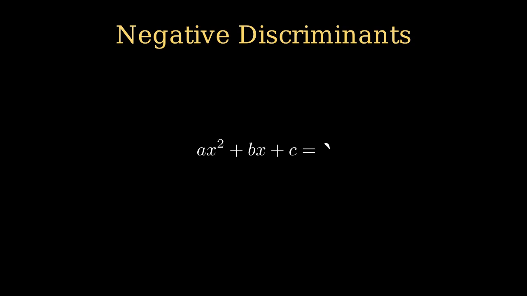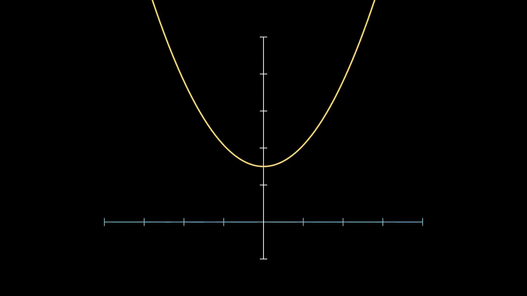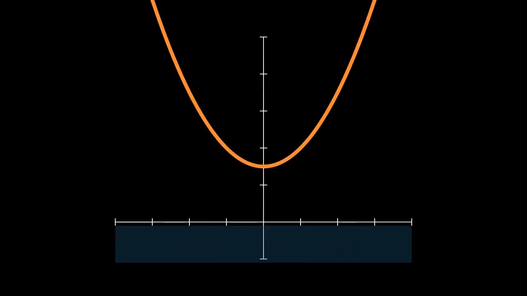Today, we explore quadratic equations with negative discriminants. Recall that the discriminant is b squared minus 4ac. Here, the value is less than 0. Graphically, a negative discriminant means the parabola never touches the x-axis. This gap shows there are no real solutions to the equation.